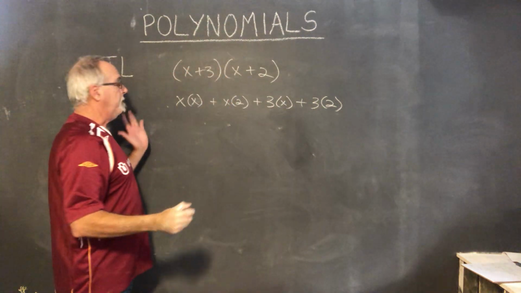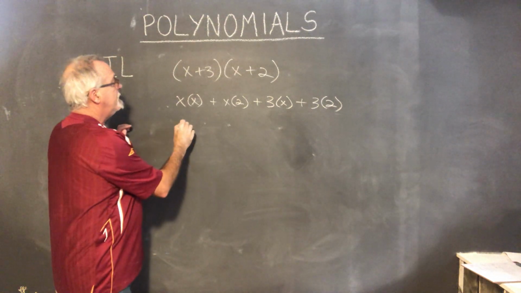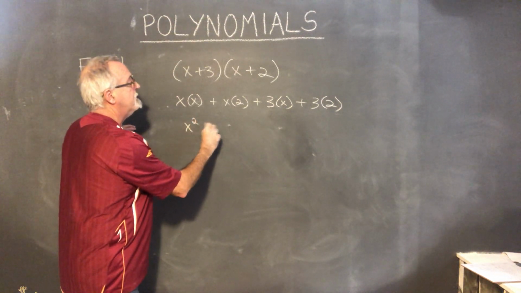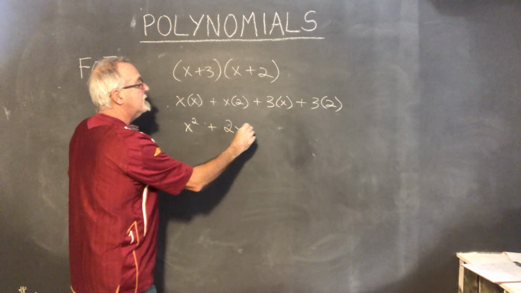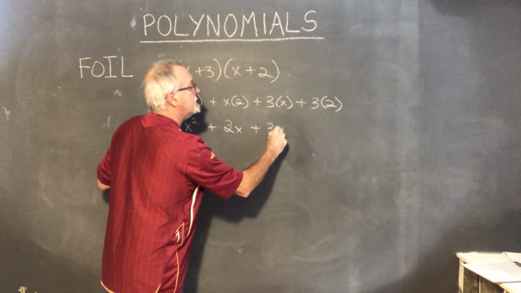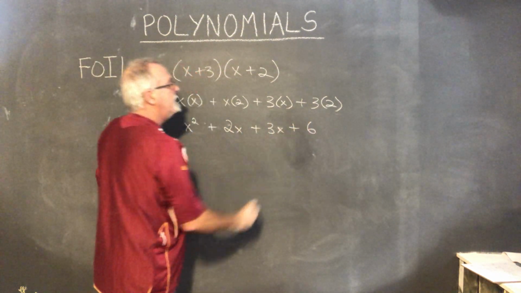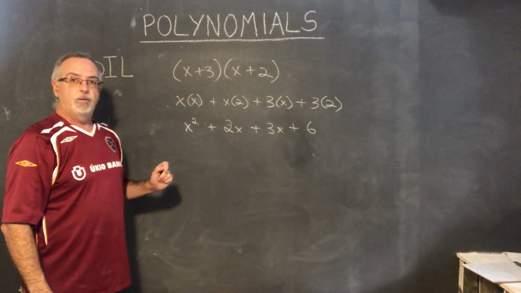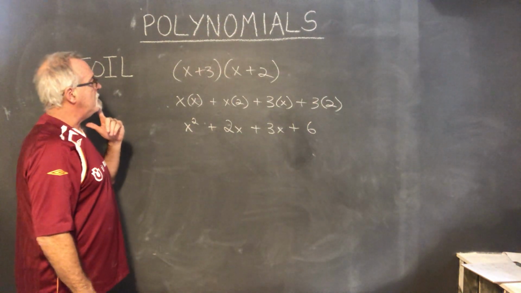Okay, I guess we can simplify. I guess it's safe now. X times x is x squared. X times 2 is 2x. 3 times x is 3x, and 3 times 2 is 6. Now we can simplify further, but first I want to point something out.